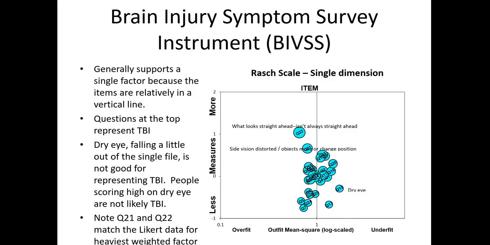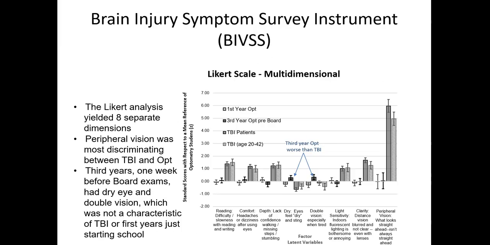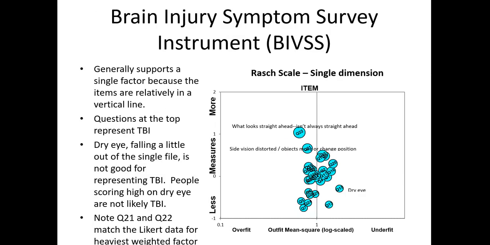We eliminated a couple of questions that weren't good, specifically those where the optometry students did worse than the brain injury patients. We don't look at dry eye because dry eye wasn't a symptom relative to other people. It wasn't a good predictor of being brain injured. So we eliminated a couple of questions there and then just took the total to determine people's status in terms of brain injury.